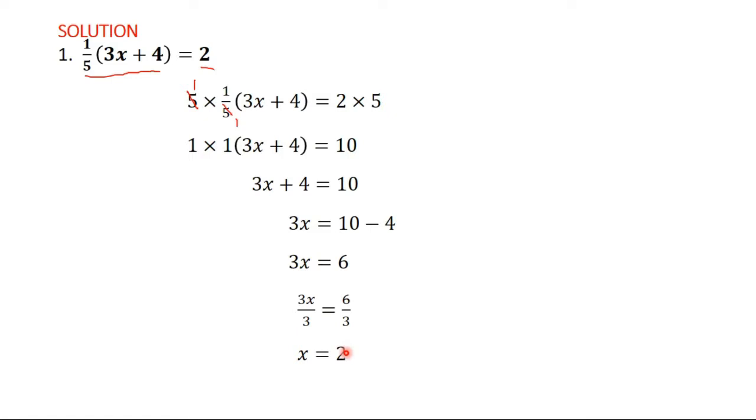So once again, you look for the fractions. You look for the LCM of the denominators of the fractions. You multiply each term by the LCM. You cancel out. You expand the brackets. Then you group like terms and simplify.